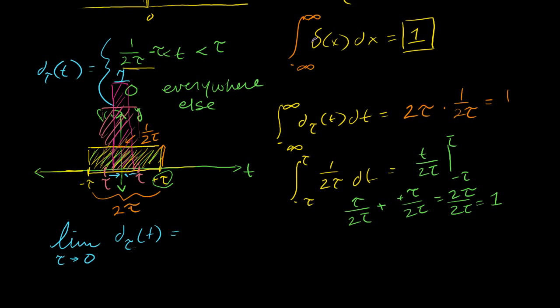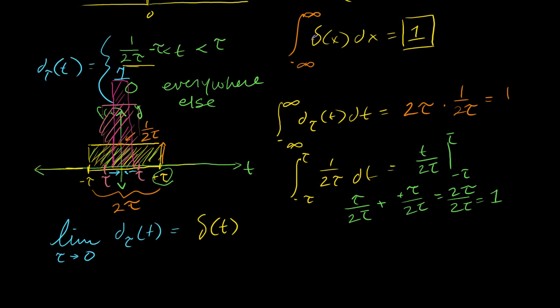But the whole time, I said no matter what my tau is, because it was defined in very arbitrary terms, my area is always going to be 1. So you're going to end up with your Dirac delta function. Your Dirac delta function is a function of t.